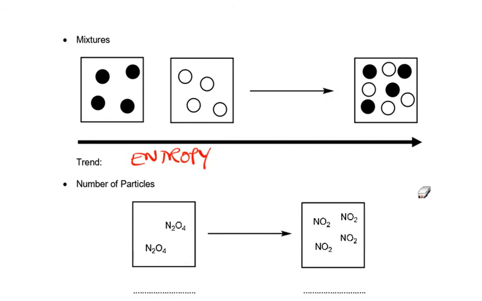Here's another one, making mixtures. So this could be two gases coming together. What's happening here? What's the entropy change? Is entropy increasing or decreasing? Well done if you said it increases. So again, we've got an increase in disorder.